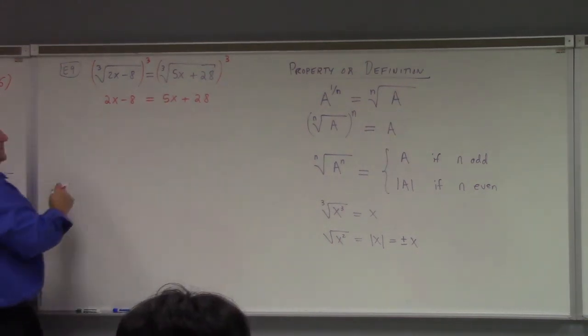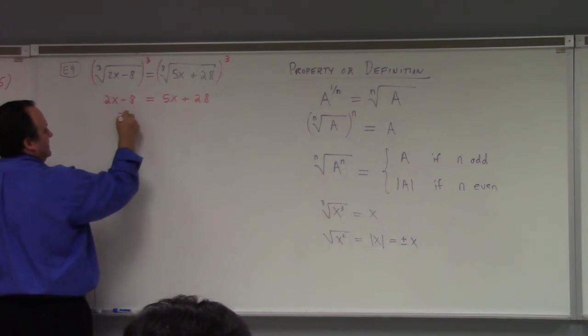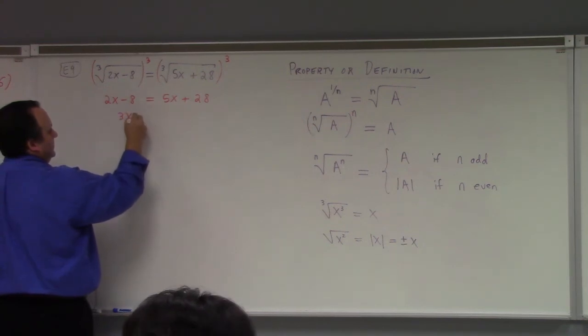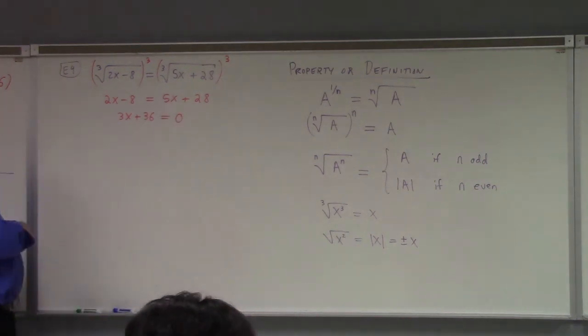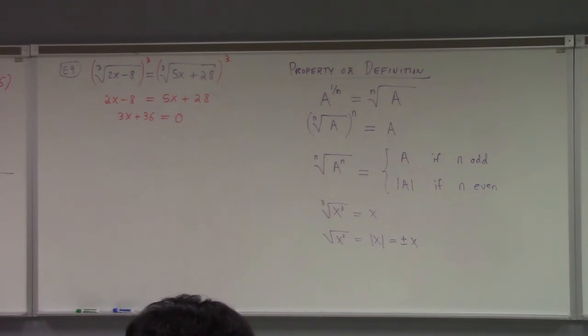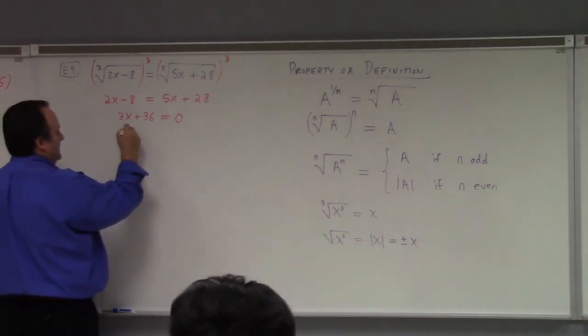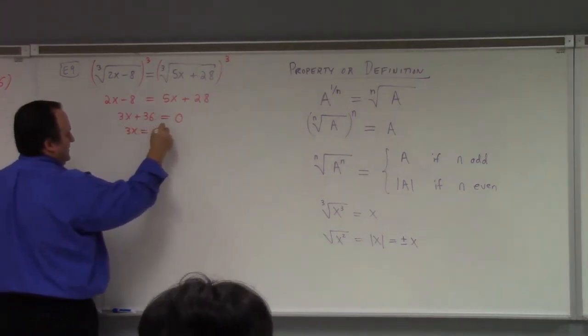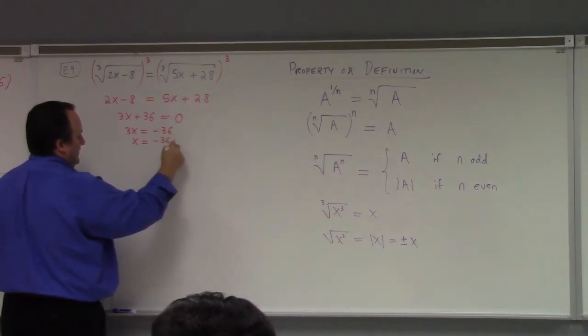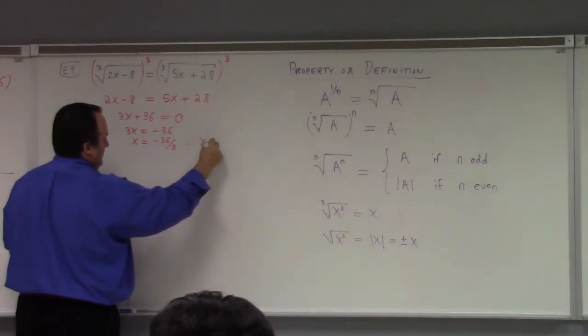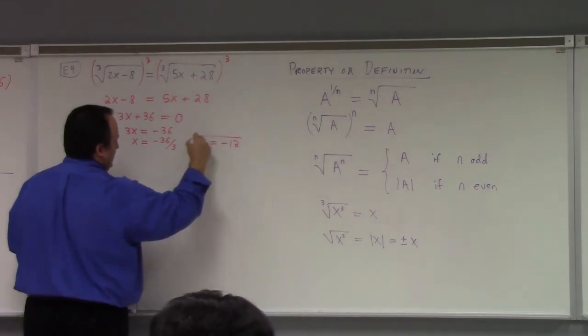So we've got 3x plus 36 equals 0, I believe. So I subtracted 2x and added 8 to both sides. And then, of course, if you solve, you get 3x equals minus 36, which gives me x is equal to minus 36 over 3. x equals minus 12.